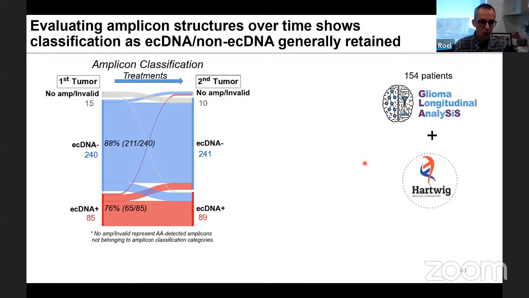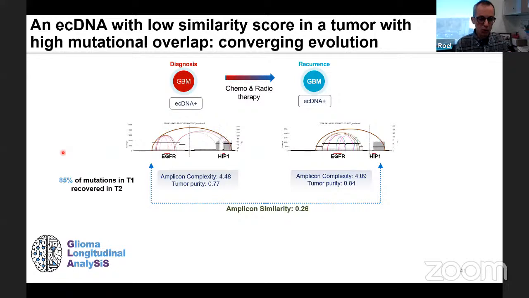And then we compared, for those with high similarity, whether their classification was the same. And we find that for most circular DNAs detected at time point one, they're still circular at time point two. And the same is true for the linear amplicons, the ecDNA negative amplicons. There's not really much change in classification. There are really interesting phenomena to be observed amongst this set of longitudinal sequences.